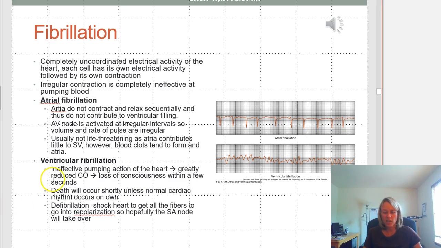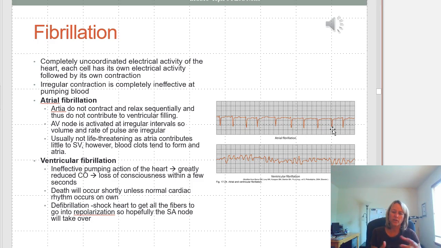So it's completely irregular and completely ineffective at pumping blood. Now, if it's just atrial fibrillation, you see kind of this squiggly line here instead of a P wave. We still have a normal QRS complex occurring on a regular interval, but the atria are just kind of quivering, and they're not contributing to ventricular filling. This is usually not life-threatening because the atria contribute so little to the stroke volume.